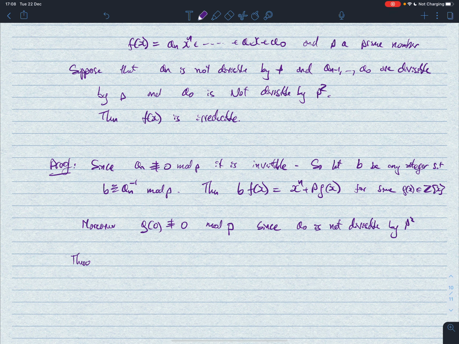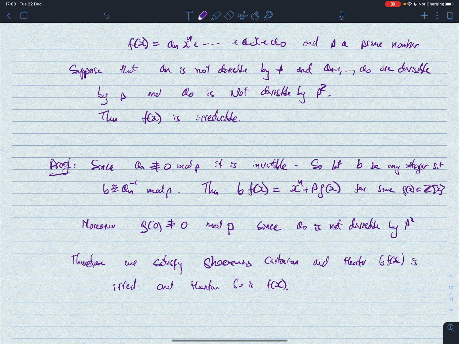Therefore, we satisfy Schoenemann's criterion, and therefore b times f of x is irreducible, and therefore so is f of x. So if a constant times your polynomial is irreducible, then your polynomial is irreducible.